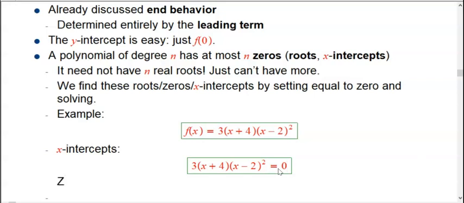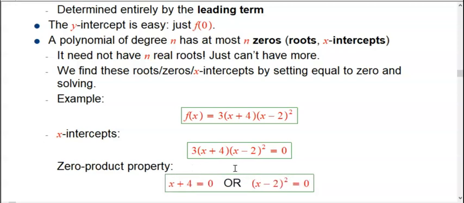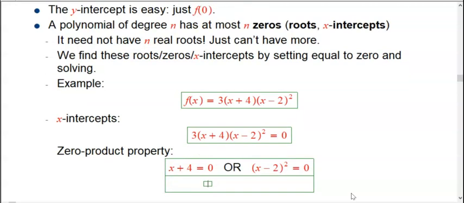Remember the zero product property. This is really, really review. 3 certainly is never equal to 0, but the other possibilities are that x plus 4 might be equal to 0. That's supposed to be a plus. And then this incredibly important word, or x minus 2 squared equals 0. And that square is going to be a little interesting in a minute. Okay, but that's going to be pretty easy.